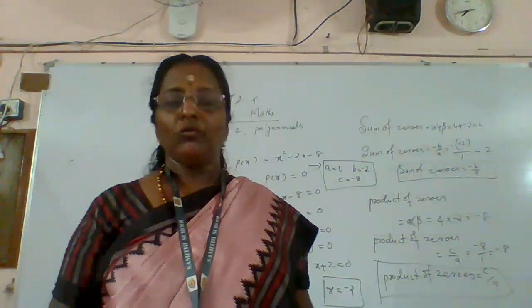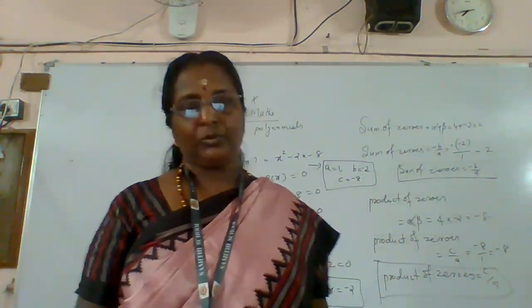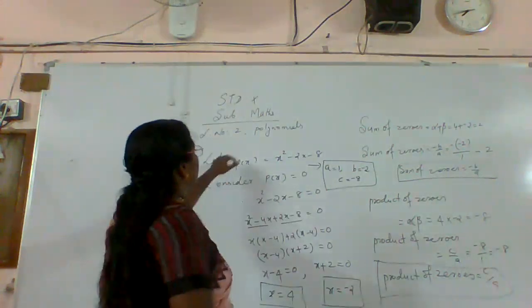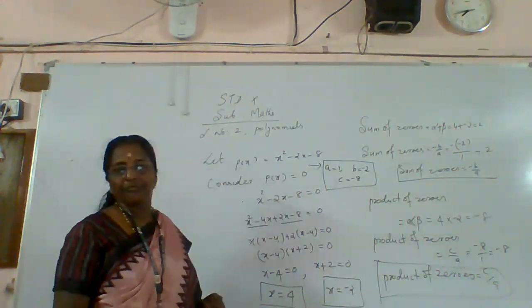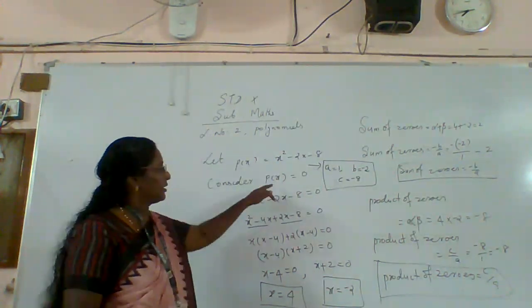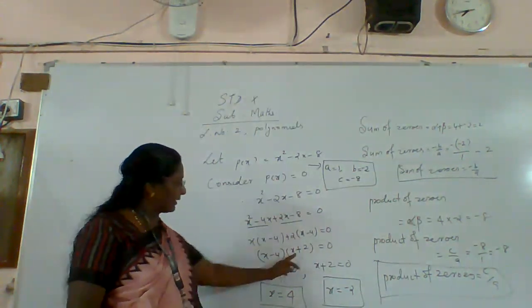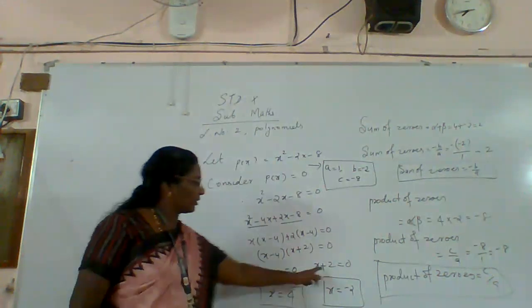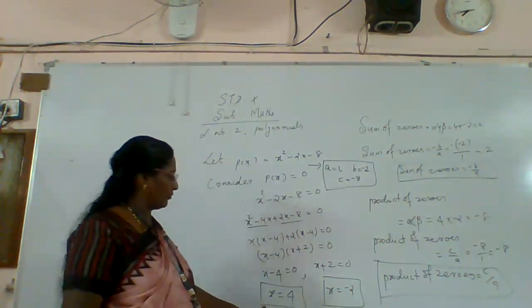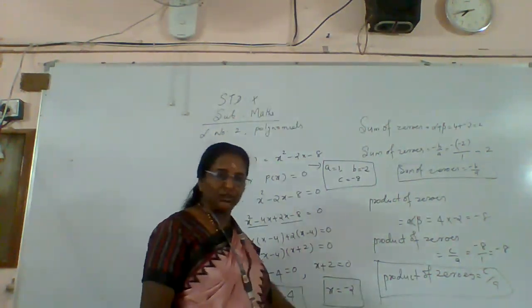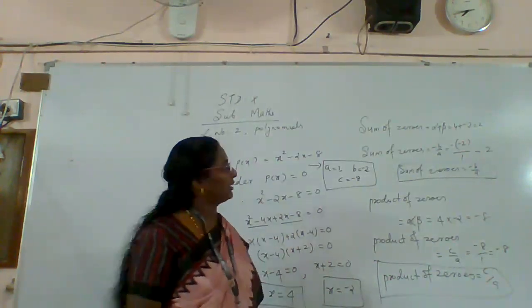So once more, one sum I will make clear: how to do this type of sums? First, write the polynomial. Then how to find the zeros? Consider p of x is equal to 0. Then factorize this. Then you get two factors. Each factor is equal to 0. Then x is equal to 4 and x is equal to minus 2. After that, what is your question?